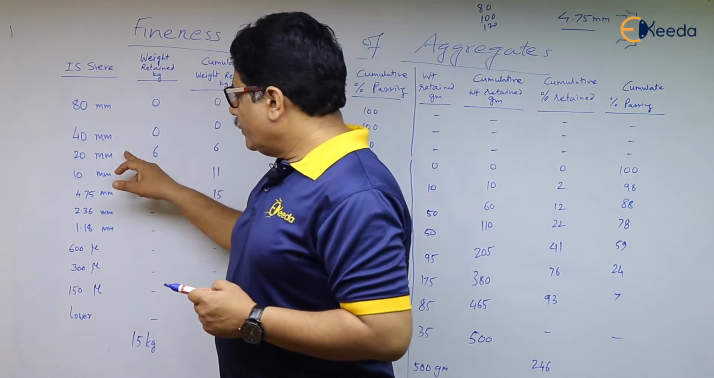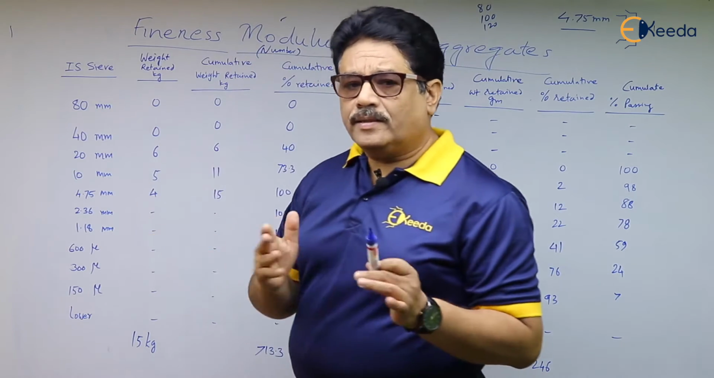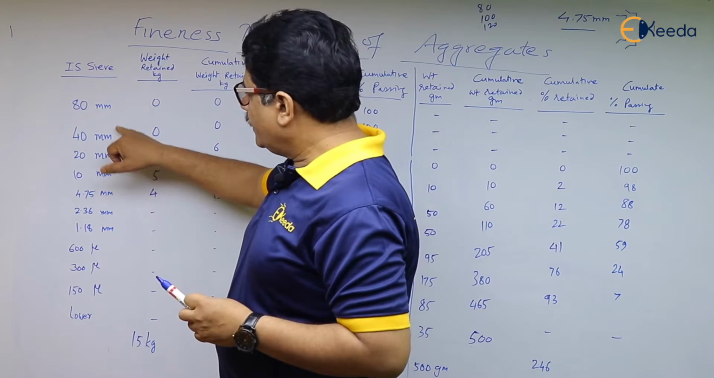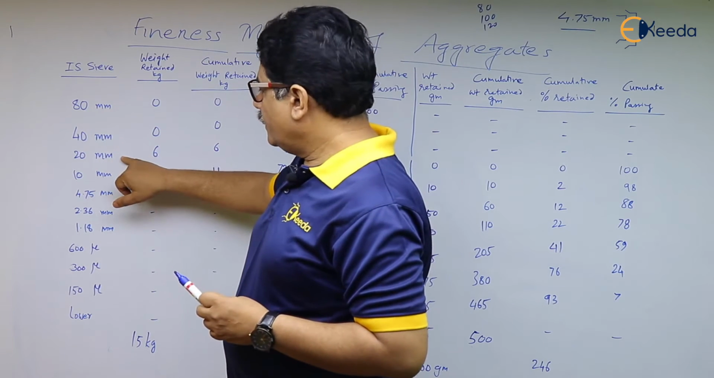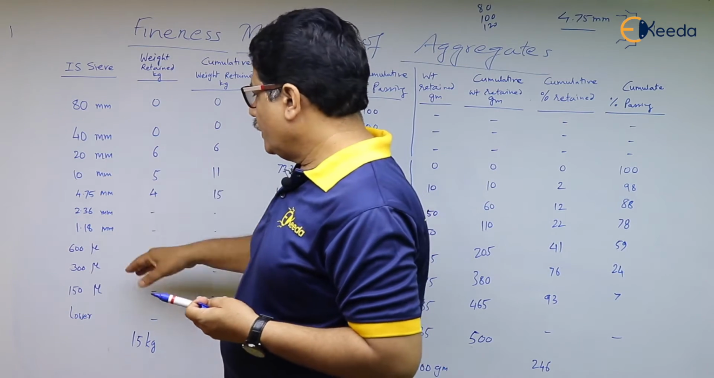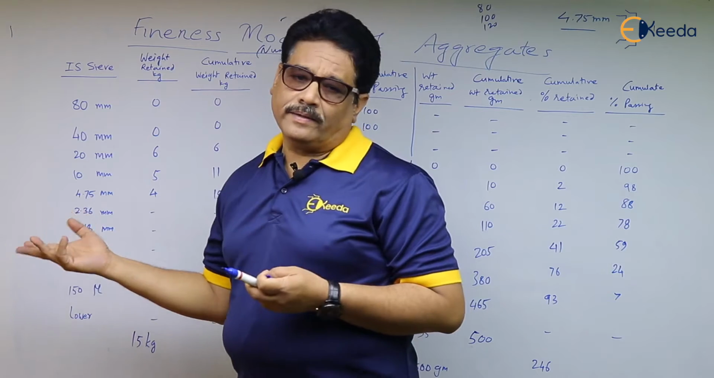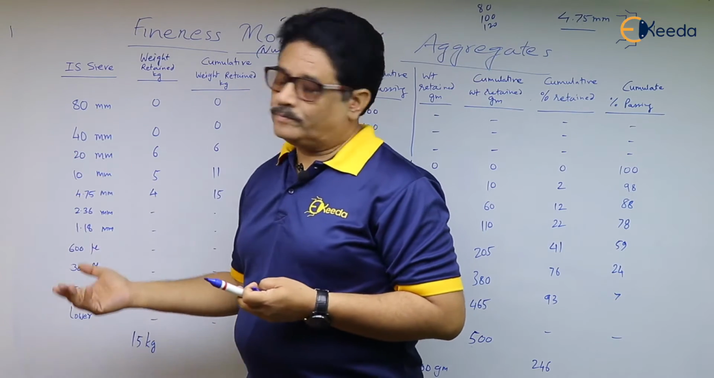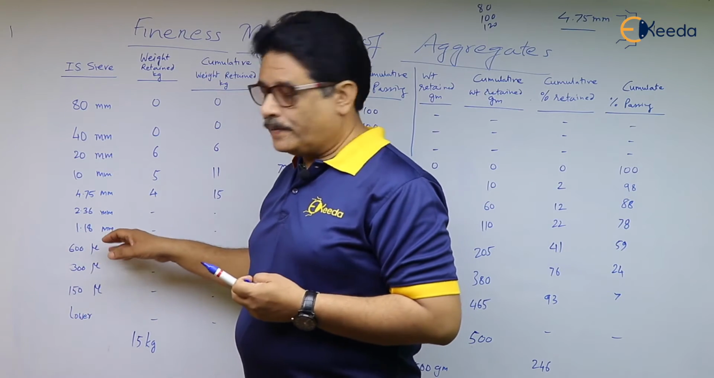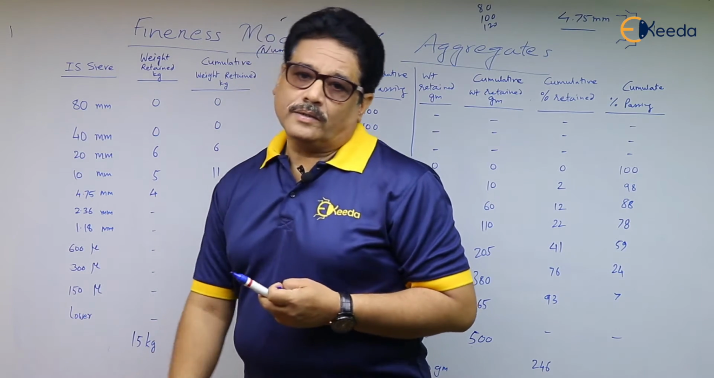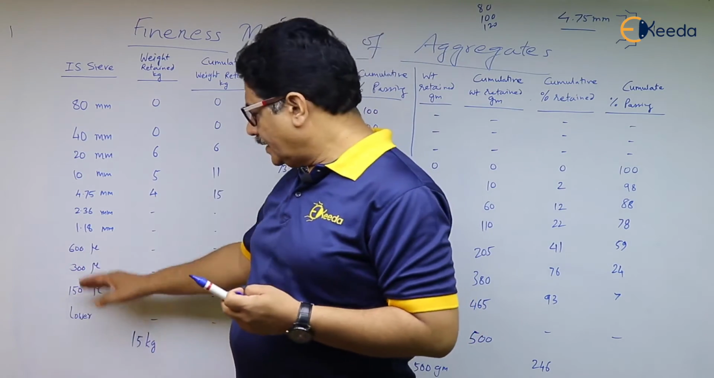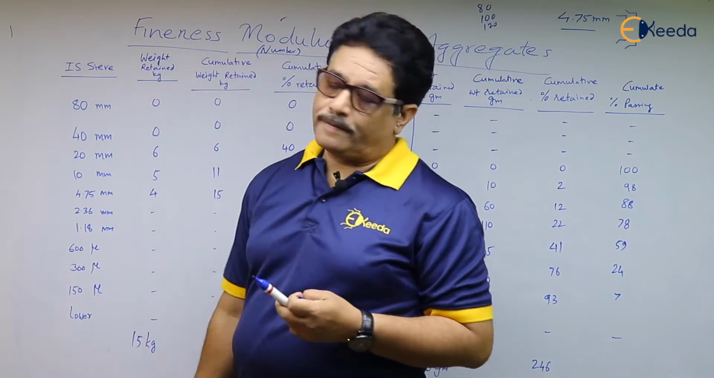80 mm, 40 mm, 20 mm, 10 mm. It is very simple to remember all these sizes. The second is half of the first, the third is half of the second, the fourth is half of the third, like that. 10 divided by 2 is 5, roughly 4.75 equal to 5. So 4.75, 2.36, 1.18, this is up to mm. Here onwards we have the micron sizes, and a pan for less than 150 micron is kept there.